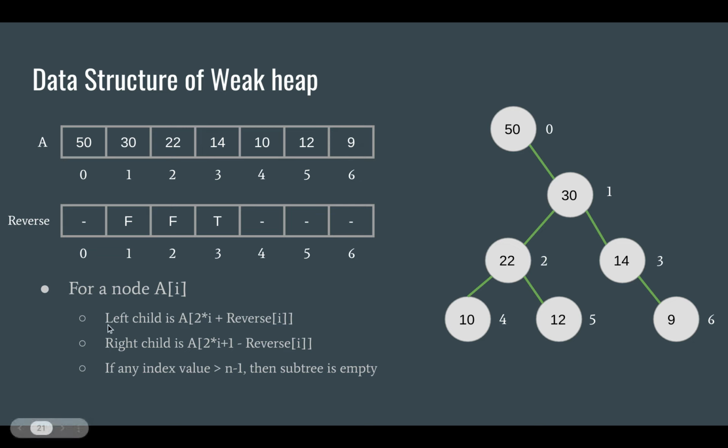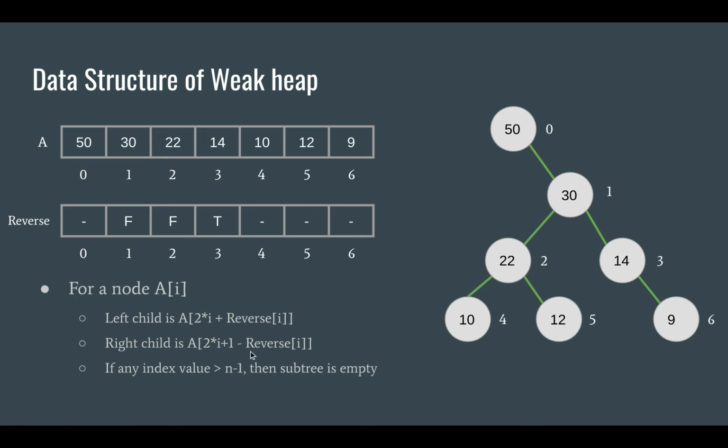And by doing this, if you want to find a particular child of a node, for example this one, index 1, the left child will be 2 into 1, which is 2, plus reverse of 1. Reverse of 1 is false, so it will return 0 here. So 2 into I plus 0, 2 into 1 plus 0, which is 2. So A of index 2 will be the left child.